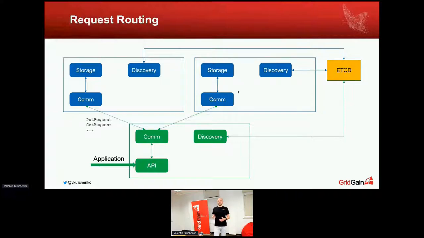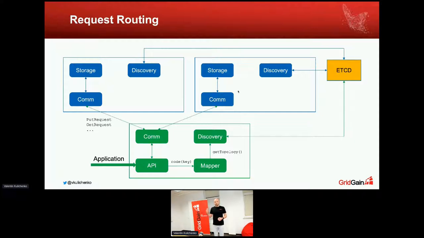So what we'll do is add one more component here, which is called mapper. And the mapper will do exactly that. It will be responsible for this mapping between the key the API is invoked for and the node where this key is stored or supposed to be stored. What the mapper will do is first go into the discovery component and ask for the current topology.